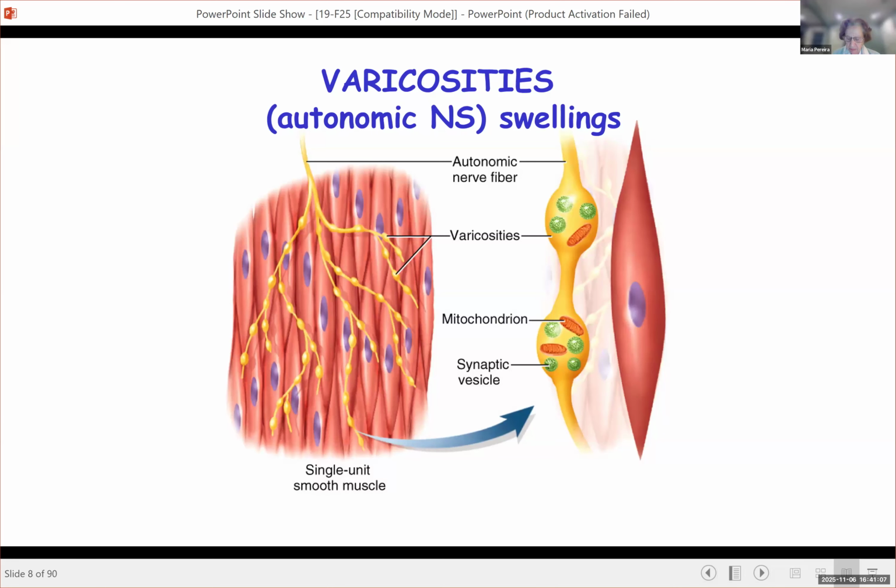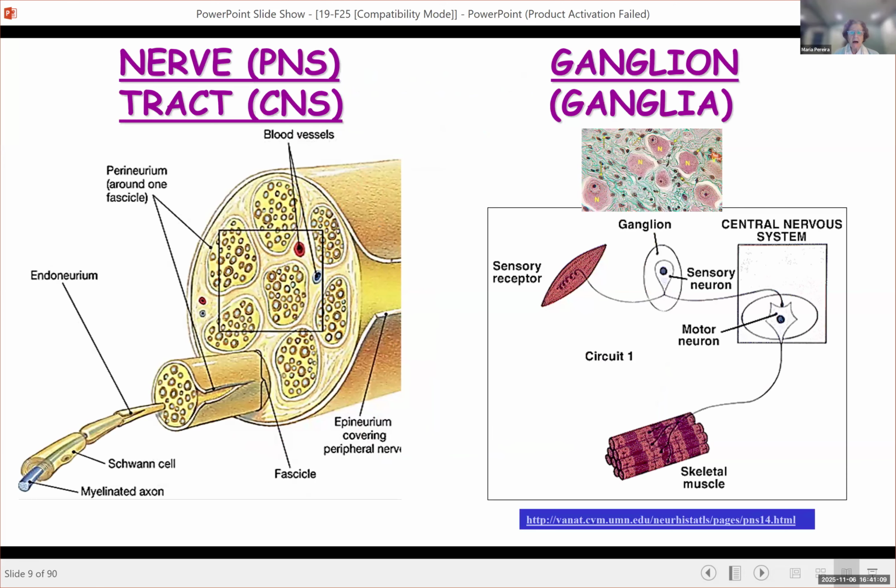Okay, so let's move on. Now, let's learn a few terms here. So what is a nerve and what is a tract?